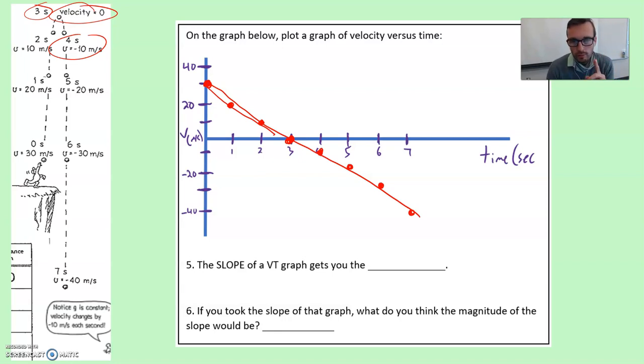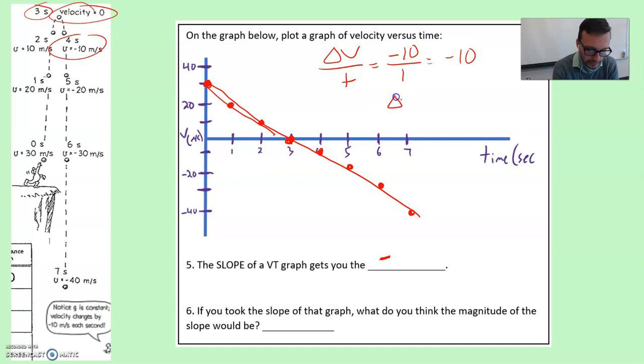What do you think the slope of that line would be? Well, we notice the slope of the velocity graph is negative. So we know it's negative something. And the slope of a VT graph, rise over run, would be change in velocity over time. Well, how much does our velocity change every second? By 10 every 1 second. So our slope here is negative 10. Oh, right. The rise over run of a VT graph gets us acceleration.